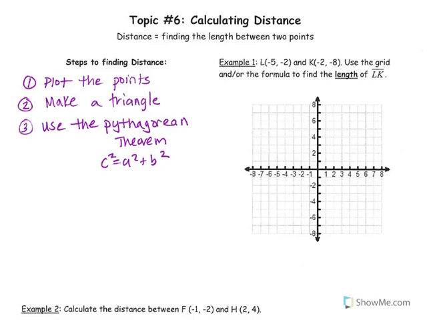To topic number 6, we're going to be calculating distance. Remember that when we learned in the last unit that distance, we know this word, the length, okay? So distance is actually just finding the length between 2 points. And we actually kind of have already been doing that.